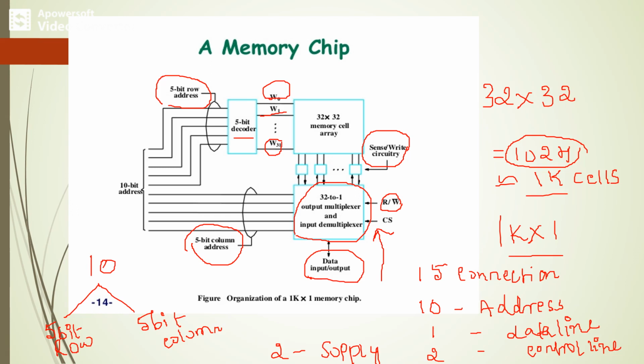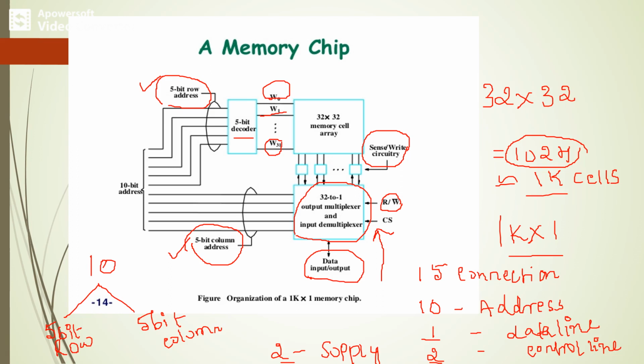Out of 15 connections, 10 connections are used for address. Out of those 10 address lines, we can make use of a 5-bit row address and a 5-bit column address. One connection is used for the data line, 2 connections are used for the control line, and 2 connections are used for the supply. So here we have the row address.